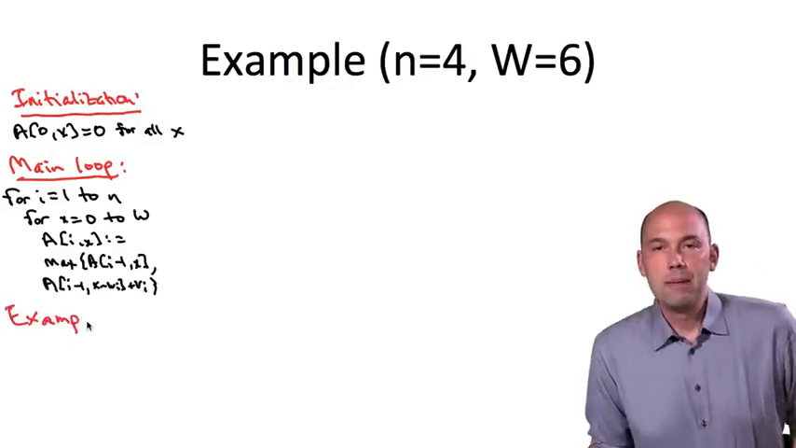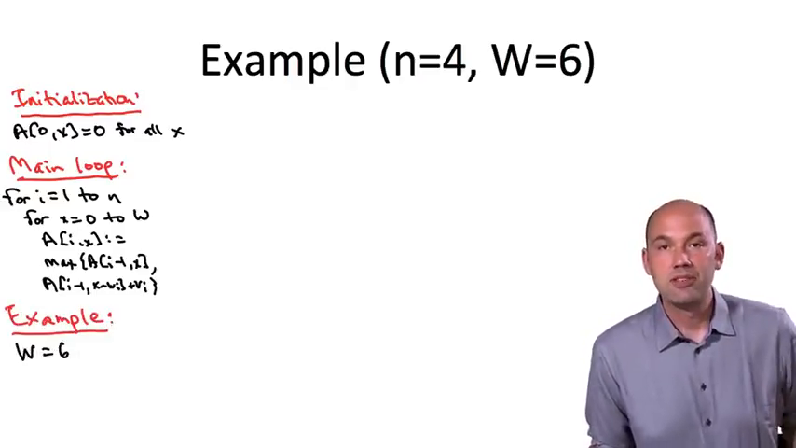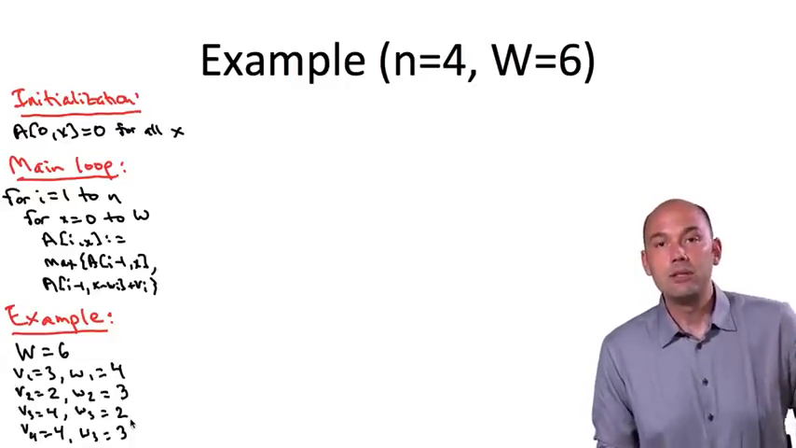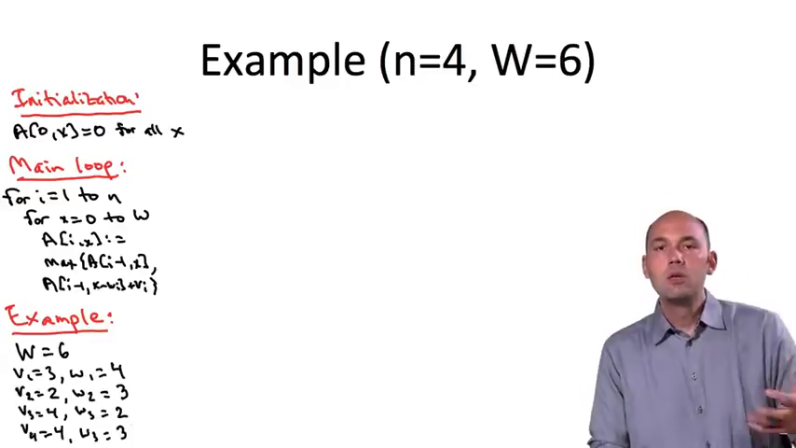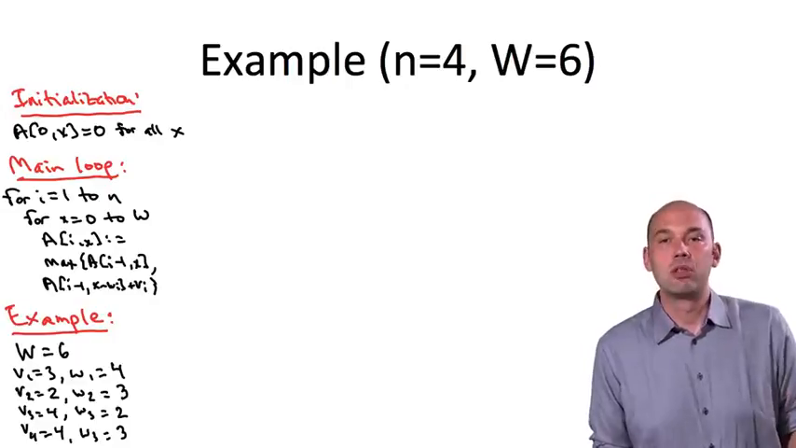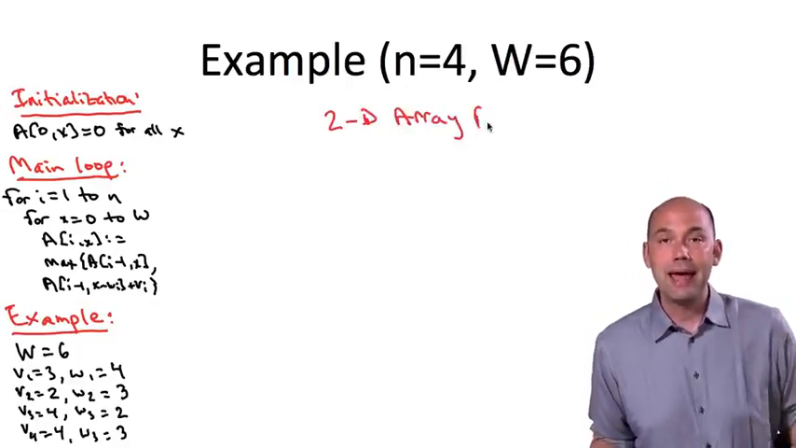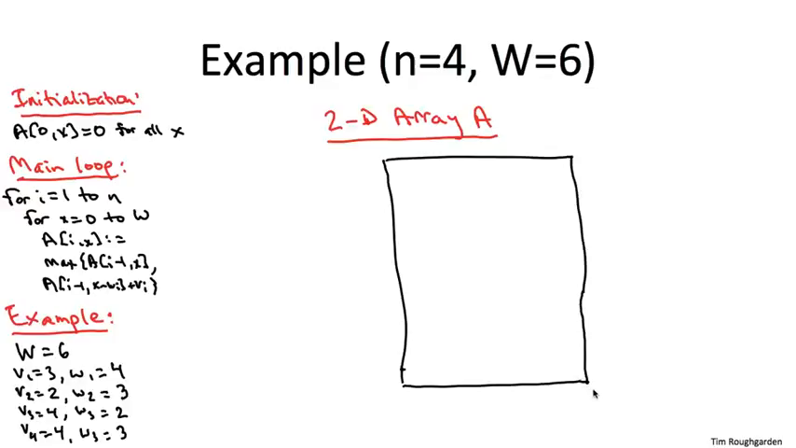So for our concrete example, let's just look at a case with 4 items, an initial knapsack capacity capital W equal to 6, and the values and weights of the 4 items as follows. So I'm going to describe the most straightforward implementation of the dynamic programming algorithm for knapsack. We're literally just going to explicitly form the 2D array A. One index for i will range between 0 and n. The other index for x will range between 0 and capital W, the original capacity.